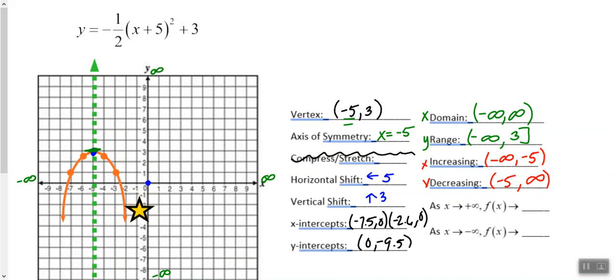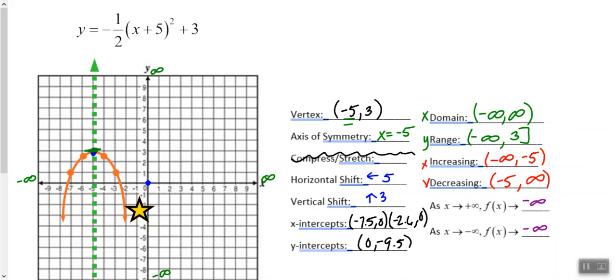And finally, we have our end behavior. As x approaches positive infinity, the positive side of x, if this graph was to keep going, it would be pointing down, so negative infinity. Same for the other side, it is pointing down, negative infinity.